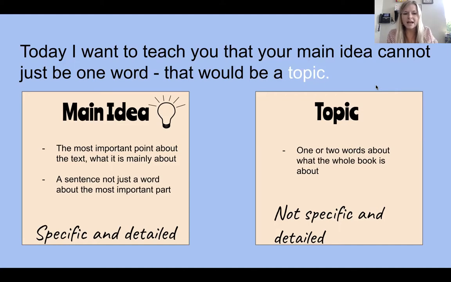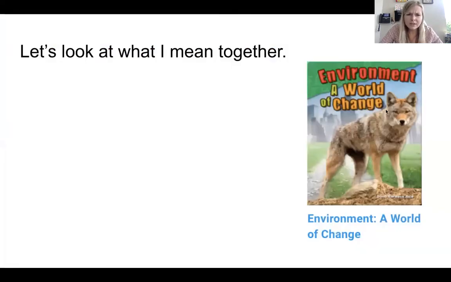The main idea, however, is the most important point about the text, or the part of the text, and what it's mainly about. A sentence, not just a word, about the most important part. It's specific and it's detailed. You'll need to read more into the book to find that main idea. You won't just be able to tell by the cover. Let's look at what I mean together.